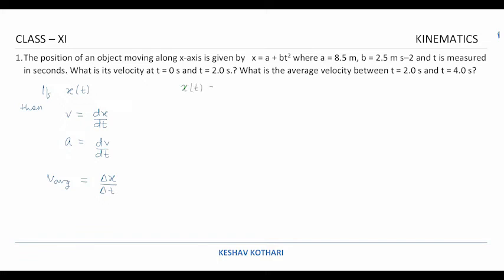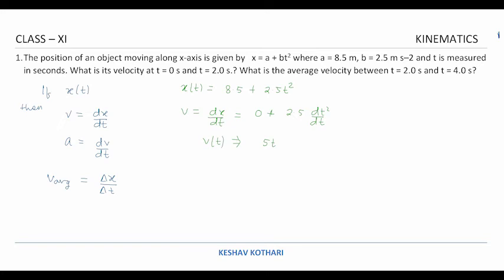So if we approach this particular question, I can write that displacement as function of time is given as 8.5 plus 2.5 t square, and hence if we obtain the equation for velocity, it will be written as dx by dt. If we differentiate this equation with respect to time, derivative of 8.5 will be 0, 2.5 is constant, and derivative of t square with respect to t can be written as 2t. So we can write this equation as 5t. So velocity as function of time is equal to 5t.